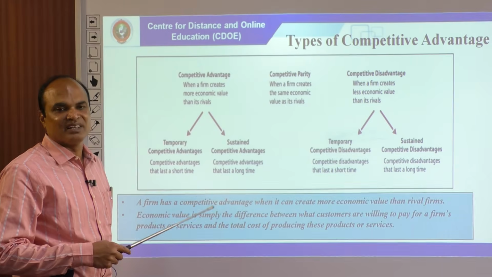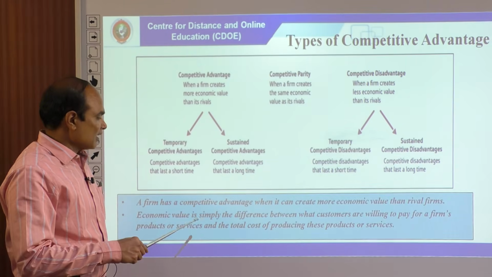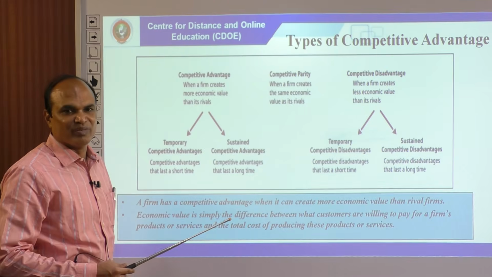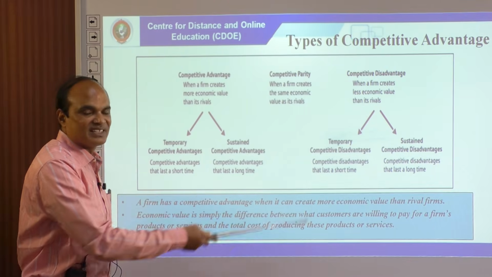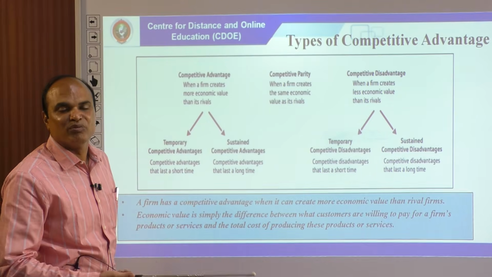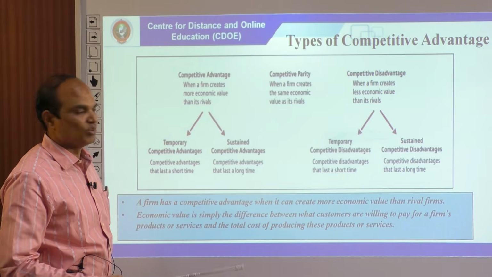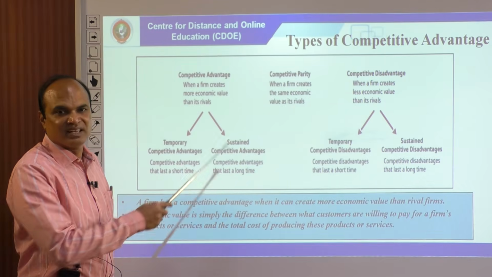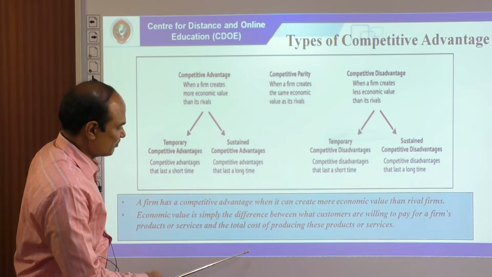So, its manufacturing cost is also say 11,000 rupees, but it is selling at 20,000 rupees. Then it has got lesser competitive advantage compared with the firm Y, X and Y. So, that is how we compare the advantages and disadvantages of a firm.